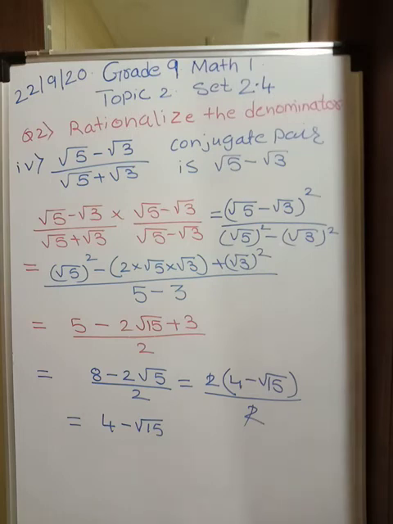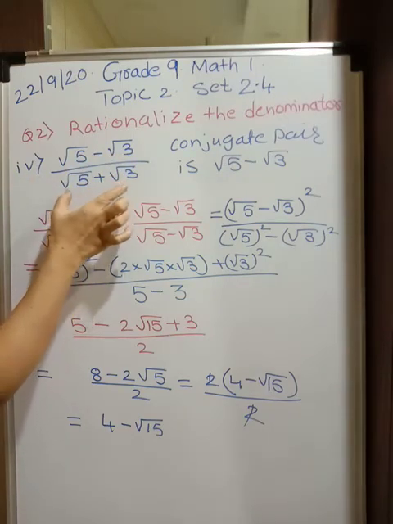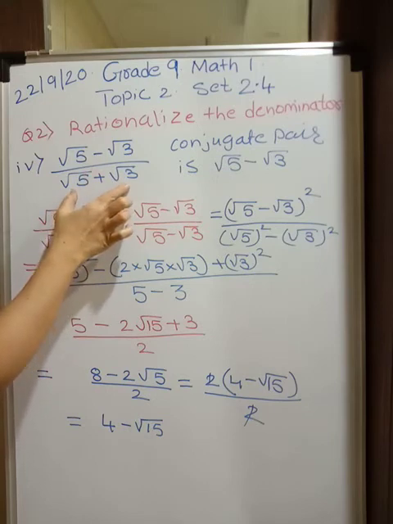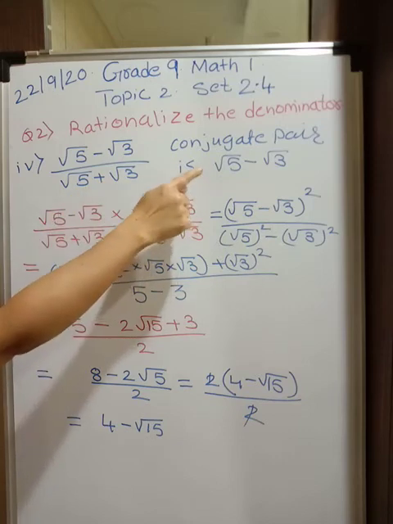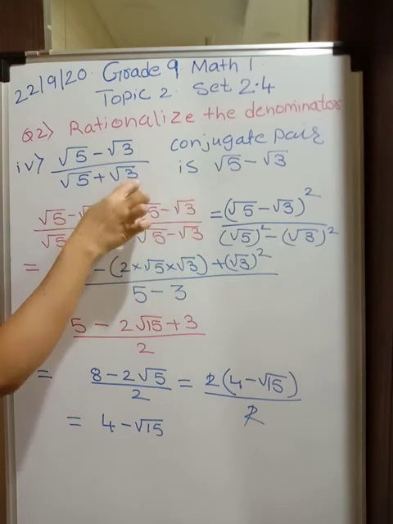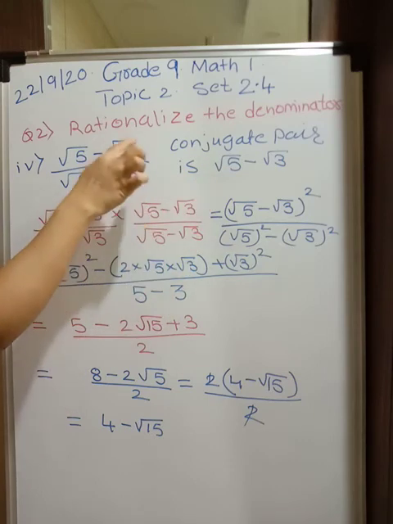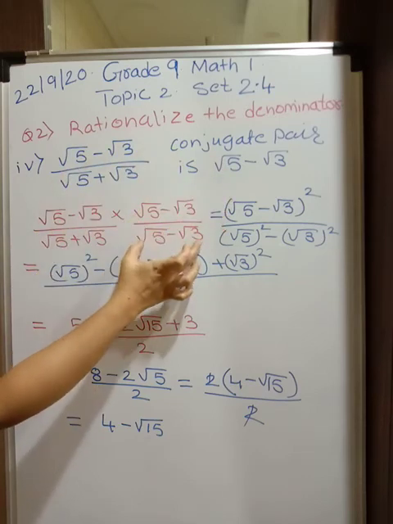Now look at the fourth problem: root 5 minus root 3 upon root 5 plus root 3. What is the conjugate pair? We have to find the conjugate pair of the denominator. Okay, remember well. So the conjugate pair of this is root 5 minus root 3. So we are multiplying numerator and denominator both by the conjugate pair. So here it is. Alright.